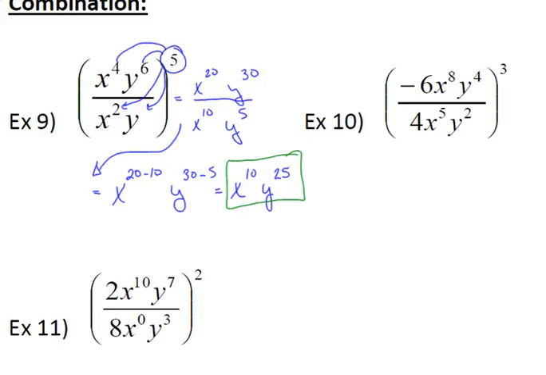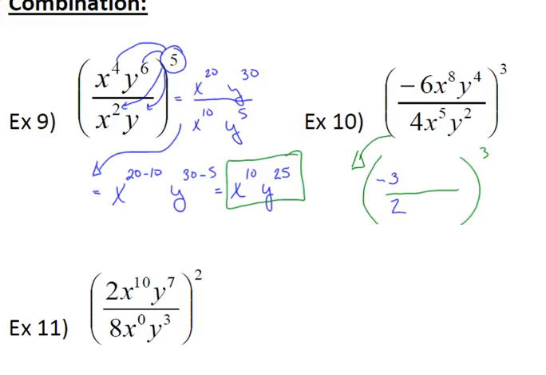Example 10 is real similar. This time I'm going to go through and simplify inside the parentheses before I do my exponent on the exterior. You can do these either way. You can take care of the exponent on the outside, or you can simplify the inside first. Here, I reduce my fraction. Negative 6 over 4 becomes negative 3 over 2.